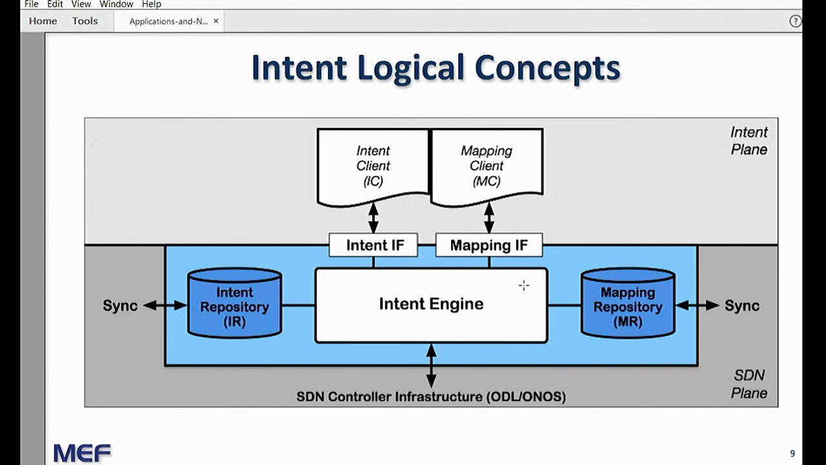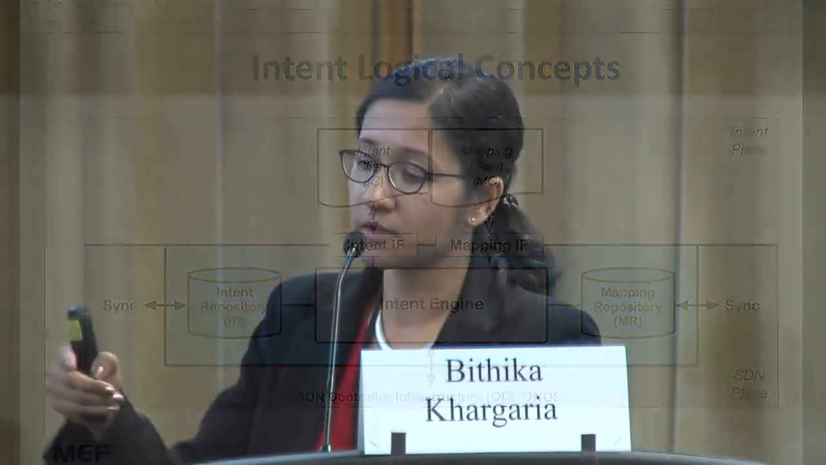For it to do that, you would need to know what is the status of the network right now, in terms of what traffic is running and what paths are available and all that. So the intent has to be mapped into its execution context or its local context. That's what happens in a mapping repository.